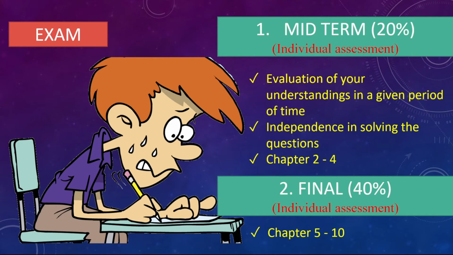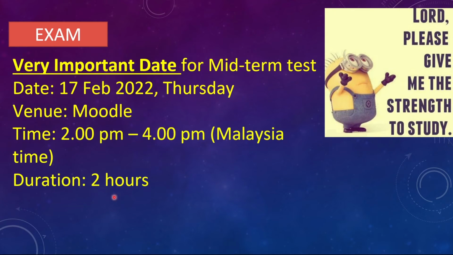So the marks allocation is also different. Okay, so please mark down this date for your midterm. You can take your phone to screenshot this page or mark down into your calendar: Thursday, 2 to 4 p.m. Malaysia time. Okay, this is when you are going to have your midterm. So the exam will take place on Moodle. The detailed information will be released when the time is nearer. But what I want you to do now is to mark down the date and reserve it for the physics midterm. Have you done it?